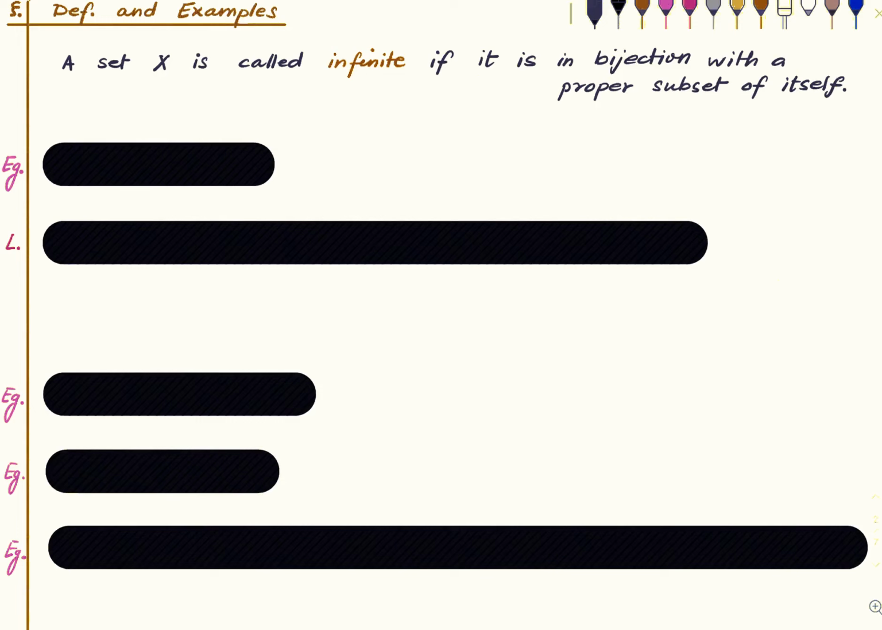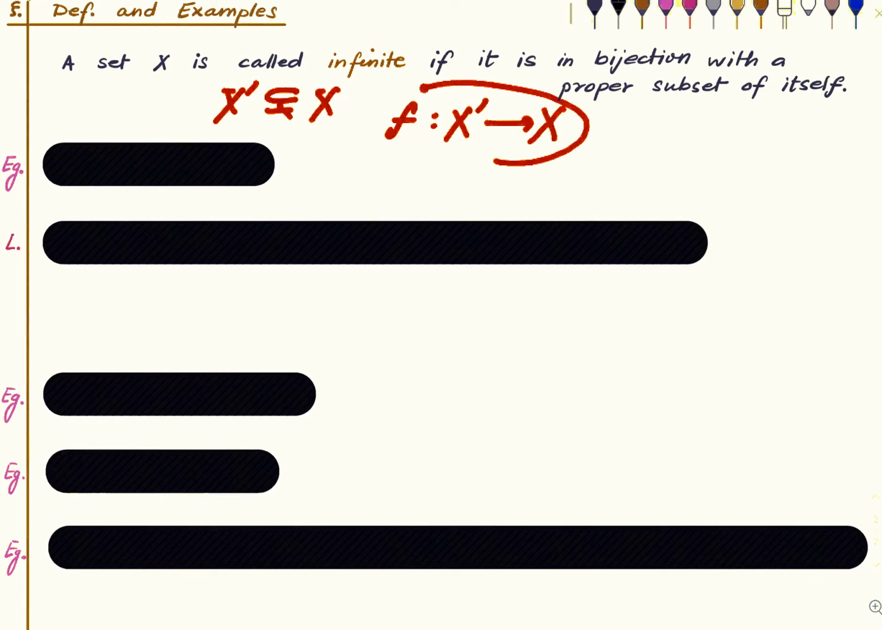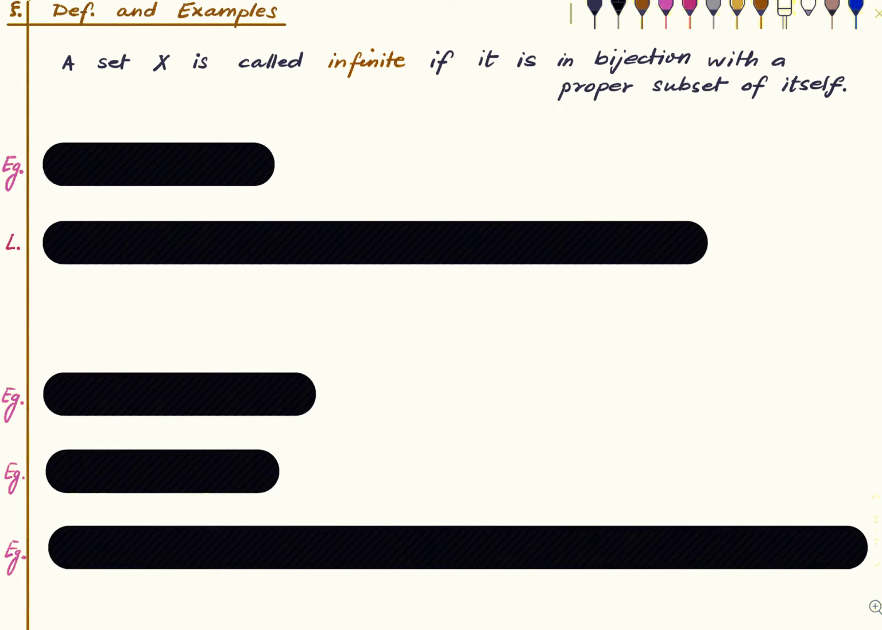Okay. So just to spell this out a little bit more, we say that X is infinite if there is a proper subset X prime of X such that there is a bijection between X prime and X. That is what an infinite set is. So let's see an example. The set of natural numbers is infinite.